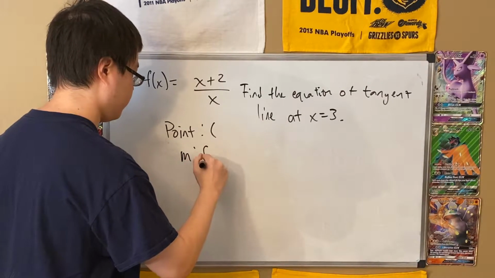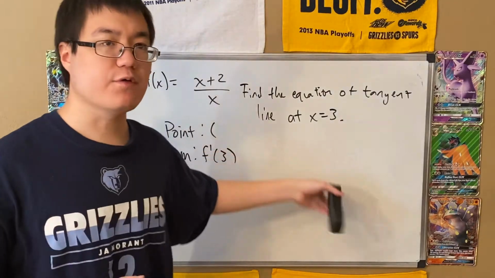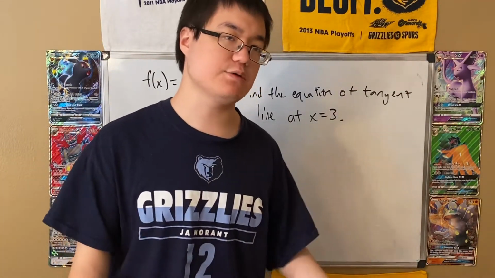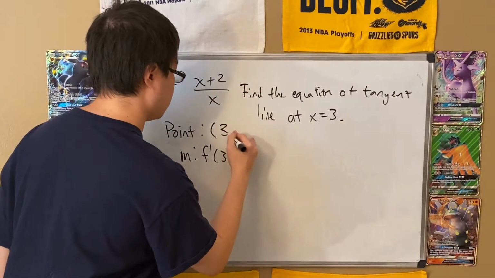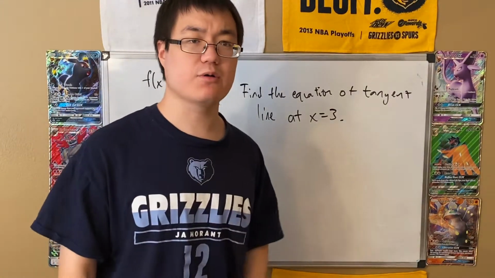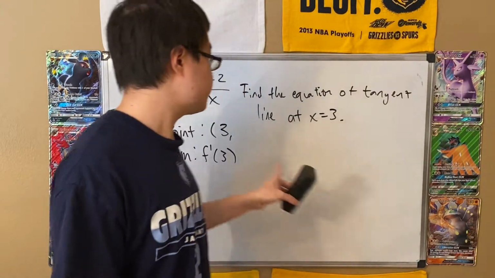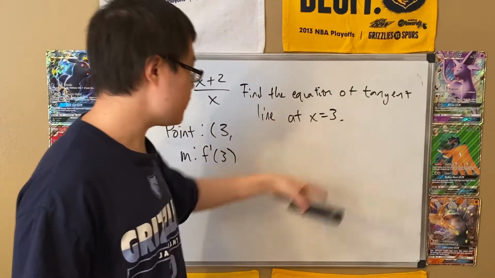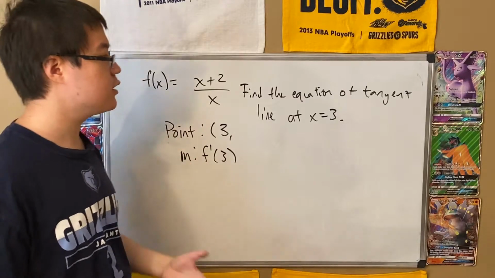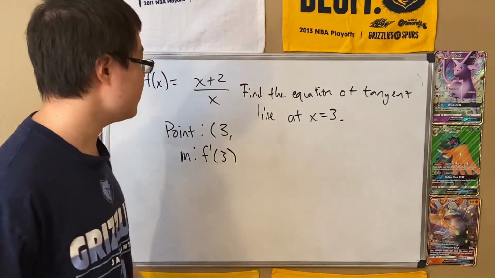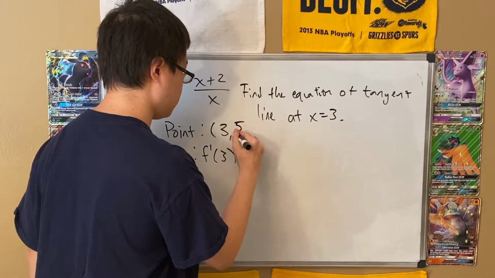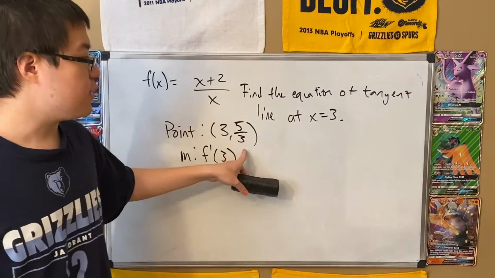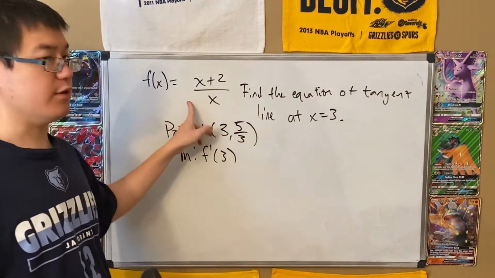So to start off with, I like to find the point first because it doesn't require calculus. So it's going to be 3 comma something. Again, they didn't give me the y coordinate, but I'm not going to complain too much because it's pretty easy to find the y coordinate from the x coordinate. All you do is plug 3 into the function. 3 plus 2 is equal to 5, so 5 over 3 is going to be the y coordinate. So again, even if the y coordinate is given, just plug the x coordinate into the function.